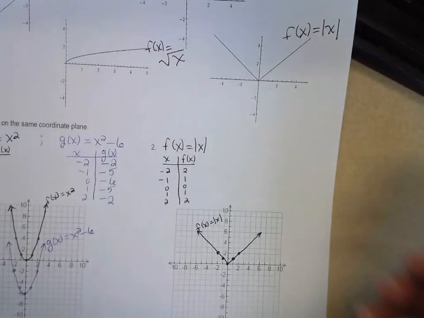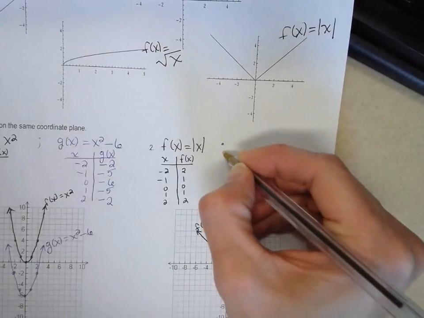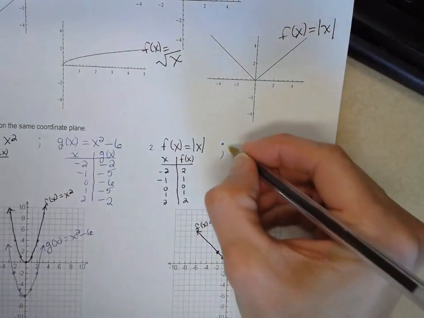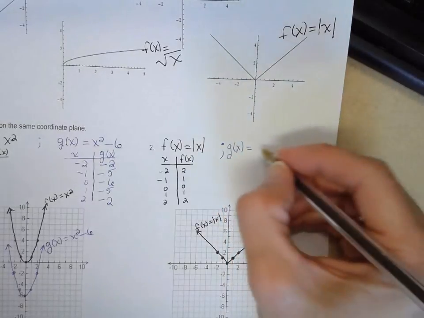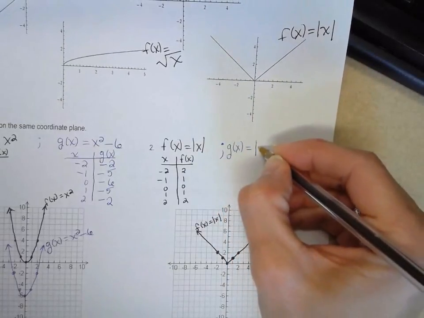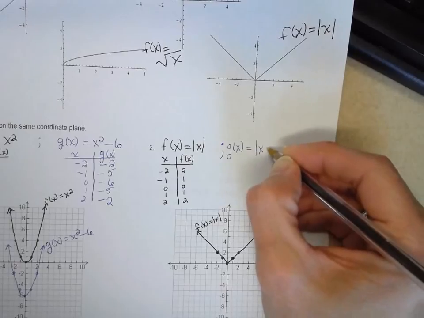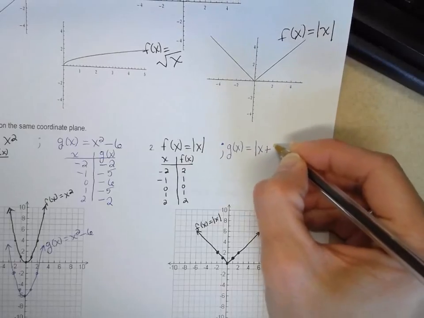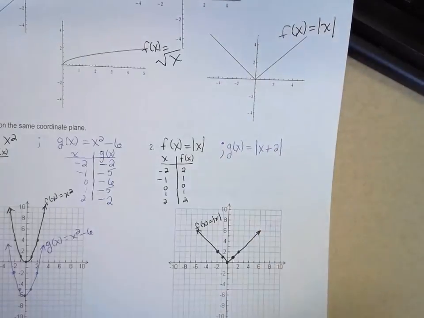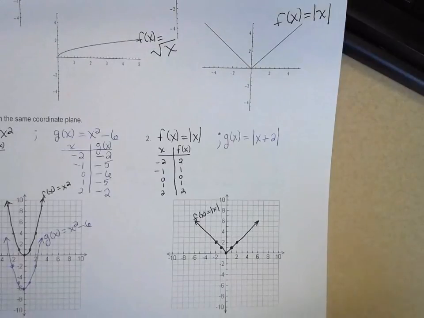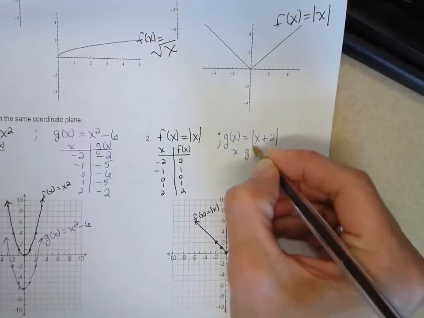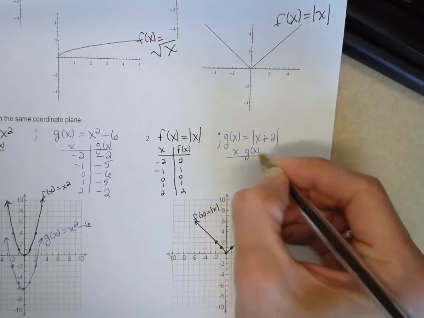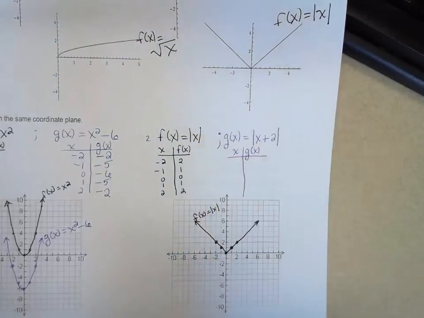So now let's graph another one here. Let's graph g of x equals the absolute value of x plus 2. G of x equals absolute value of x plus 2. Alright, so let's make a table of values, and we've seen some of these before. So this is not the first time we've done this.